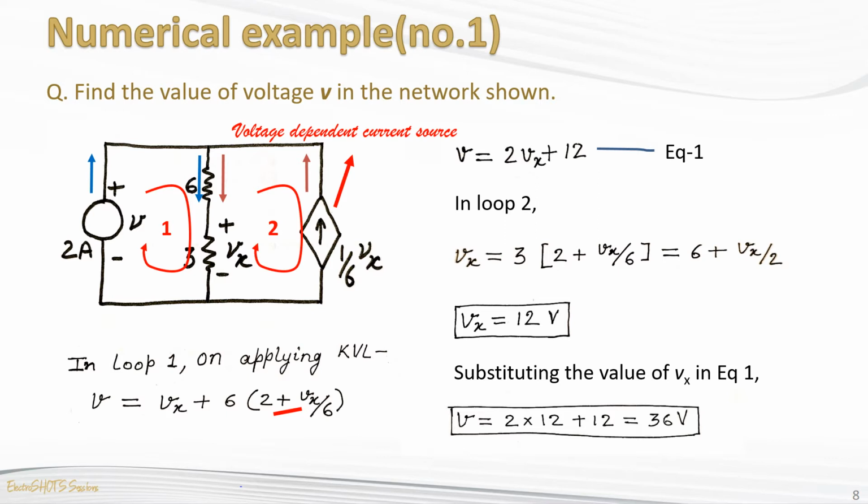So in loop number 2, we can say that Vx is the voltage across the 3 ohm resistor. So if you can find the value of current passing through this and take the product of the resistance 3 ohms with the current which is passing through it, you can get the value of Vx, and that comes to 12 volts. Substituting this value of Vx in the first equation, we get the value of voltage V, which is 36 volts.